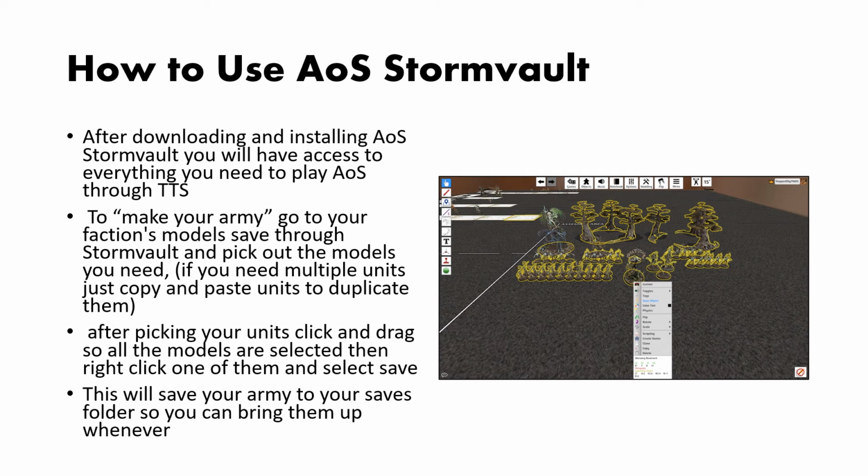Once you do that, you can give it a name and it'll save it to your saves folder. So whenever you want that army, you can just click on that save and it'll bring those models up and into the current game that you're in. So you don't have to assemble them every time you want to play. This is the easiest way to do that. There's other ways if you just want to manually grab them, but this is going to save you a lot of time.